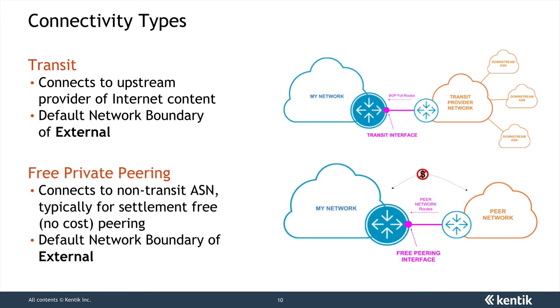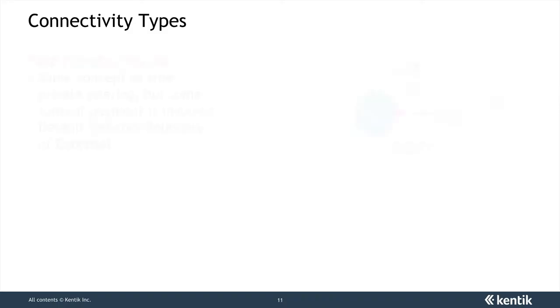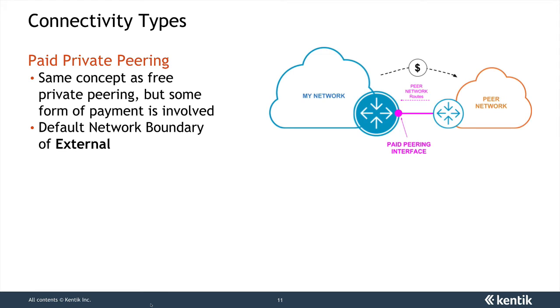Free private peerings are connections that are generally to an individual upstream provider, many times to a content or service provider, in order to provide settlement-free peering between your network and theirs. These too have an external network boundary by default. Paid private peerings are the same types of connections as their free counterparts, except these peerings are generally attached to some sort of payment, either for a flat or metered level of traffic exchanged, and also have an external network boundary by default.